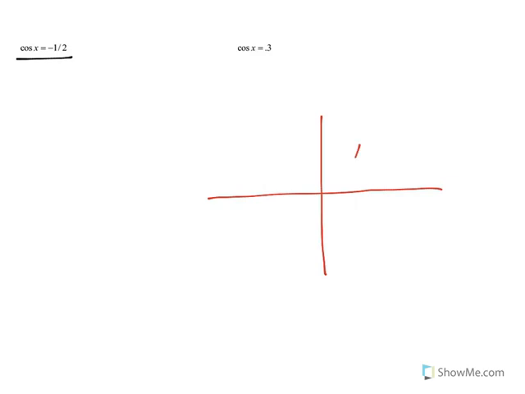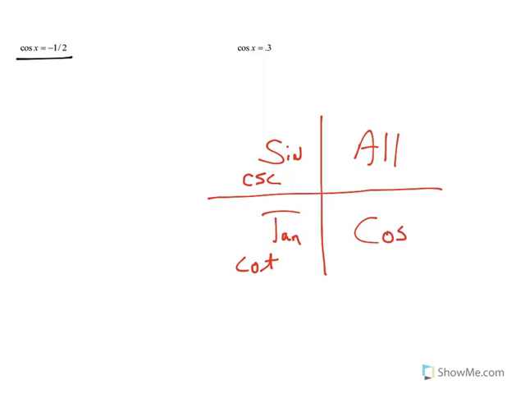If we remember, all skiers take chances. This was an acronym that we talked about back in Chapter 1. It kind of tells us where things are positive. So Quadrant 1, this says that all 6 trig functions, all 6 trig ratios are positive. And this one, sine, and its reciprocal cosecant would be positive, so S stands for sine. In Quadrant 3, tangent and its reciprocal cotangent would be positive. And in Quadrant 4, cosine and its reciprocal secant would be the positive ones.